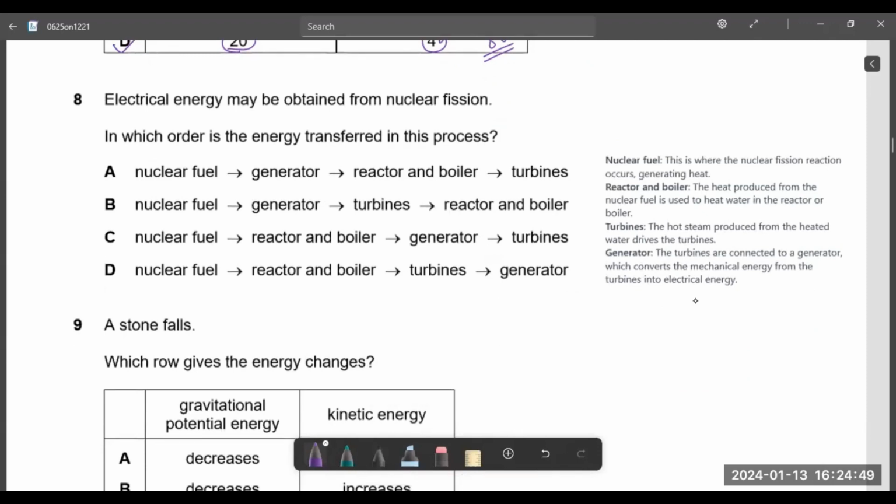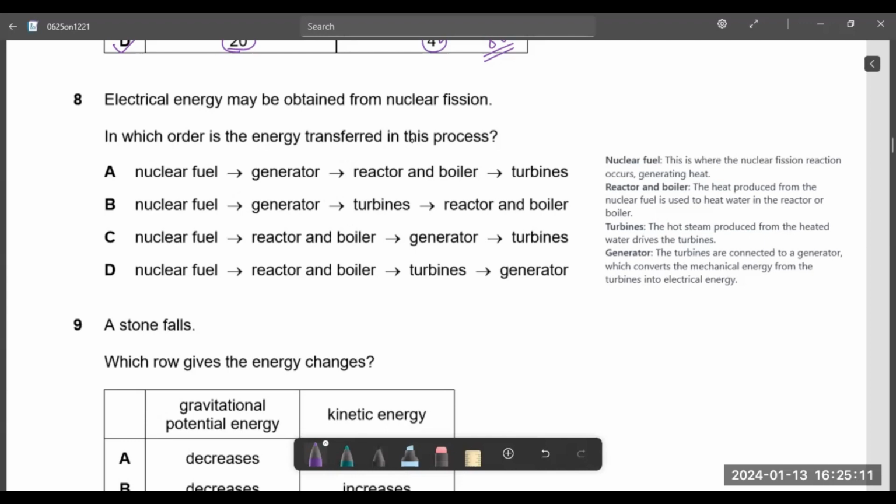Next, electrical energy may be obtained from nuclear fission process. In which order is the energy being transferred in this process? So here, starting nuclear fuel is there, where the fission reaction occurs generating the heat.